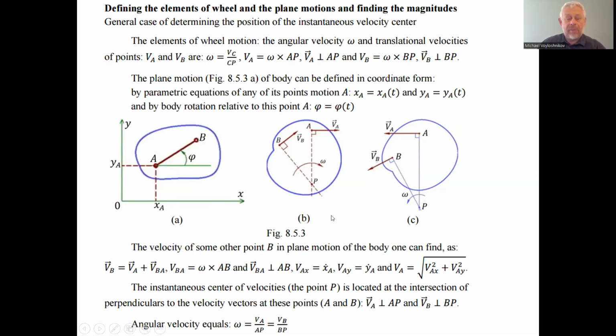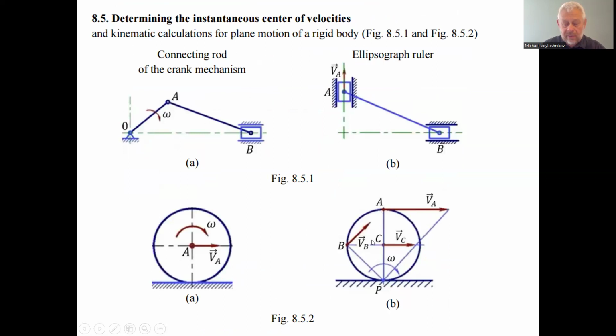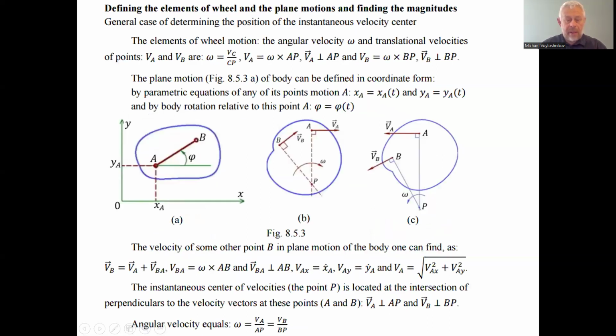So the elements of the wheel motion. This is about the wheel we had here, figure 8.5.2b. Elements of the wheel motion: the angular velocity omega, and translational velocities we can find of the points A and B. We can find the omega if we have the translational velocity of the center, the point C, and the radius, the distance between the point C and the point P. And P is the point of the support of the wheel.